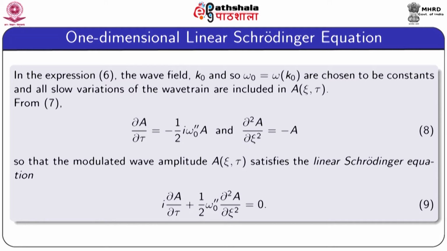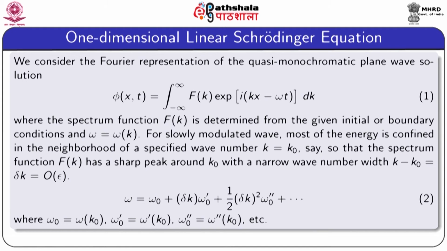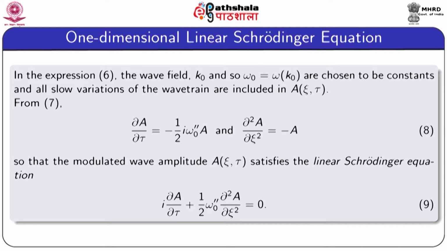Now, from these two equations, if we eliminate A, we get the nonlinear Schrodinger's equation: i ∂A/∂τ + (1/2) ω0'' ∂²A/∂ξ² = 0, which is given by equation number 9. So, in this way, starting from the Fourier representation of the wave solution, we can arrive at the linear Schrodinger's equation.